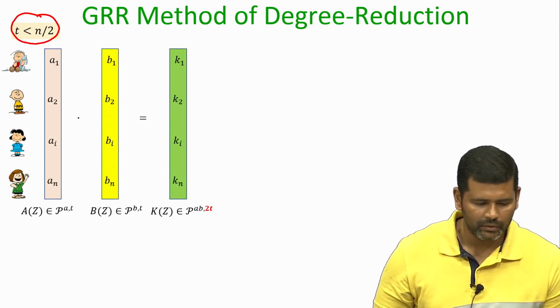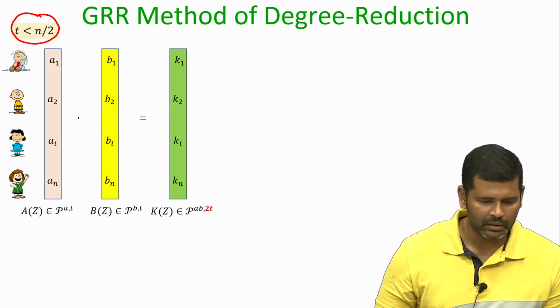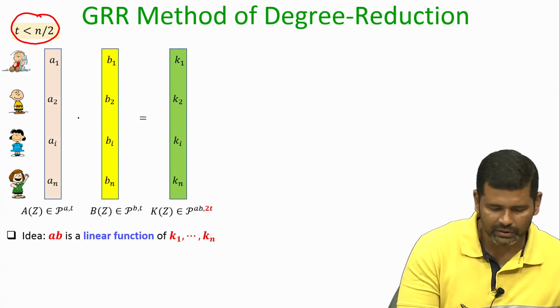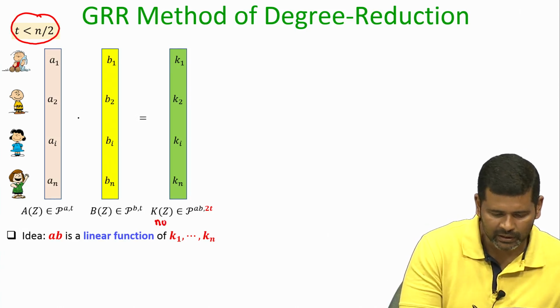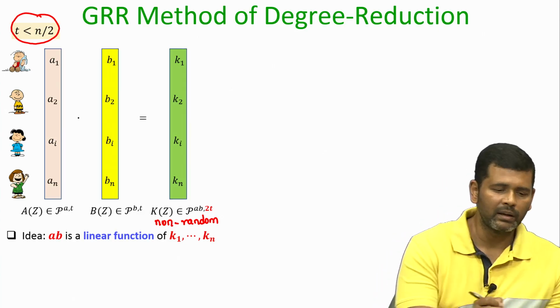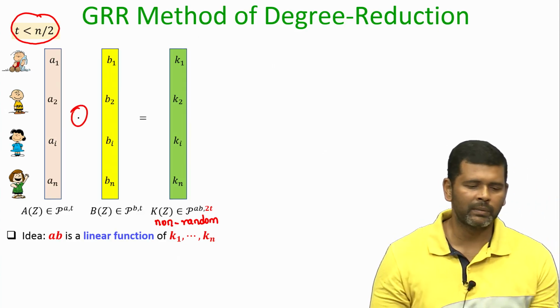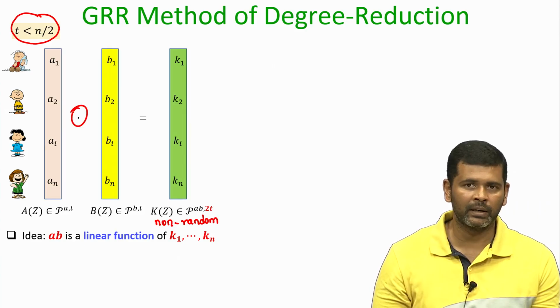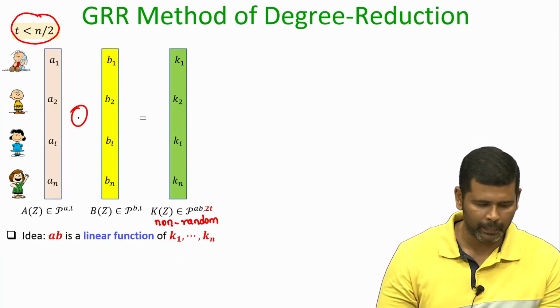Okay. In this stage, to begin with, the parties will first compute a non-random vector of shares of AB lying on a 2t degree polynomial. How can they do that? Just by locally multiplying their respective shares of A and B. No communication has happened at this point.